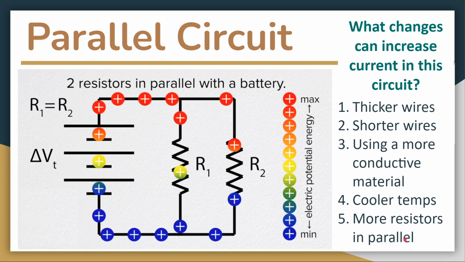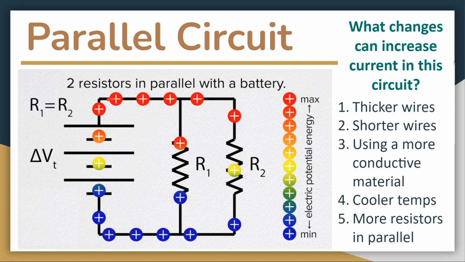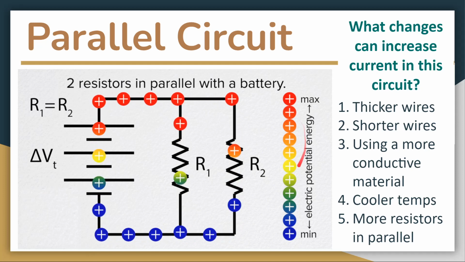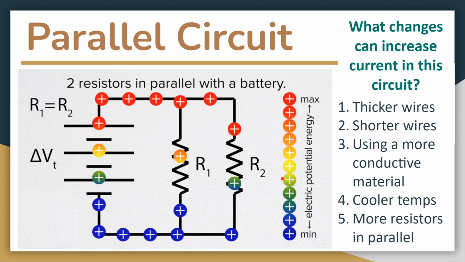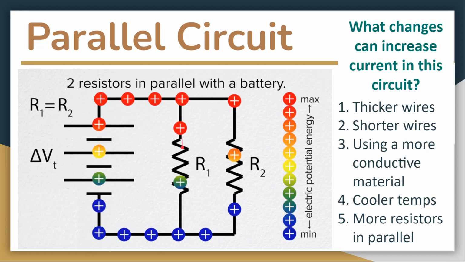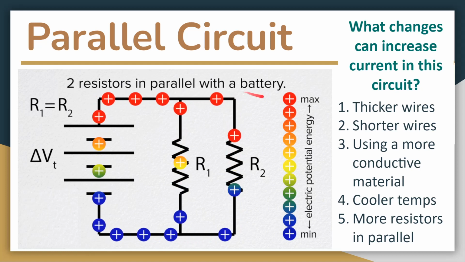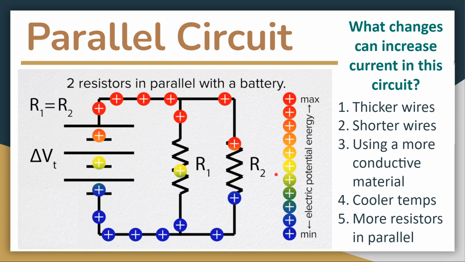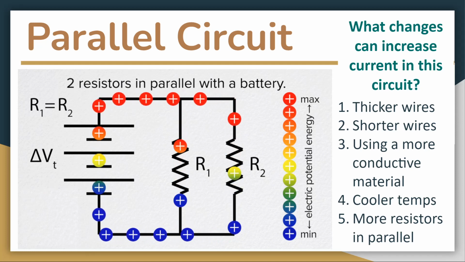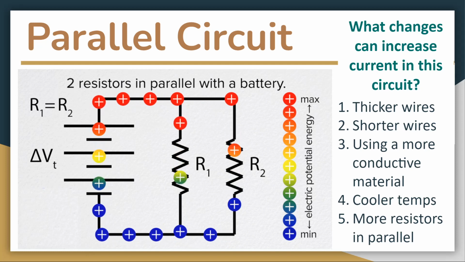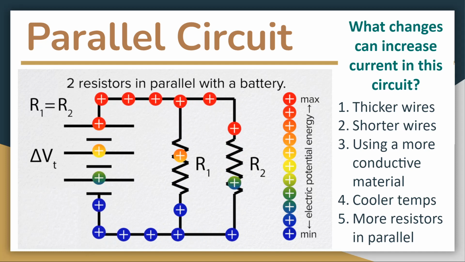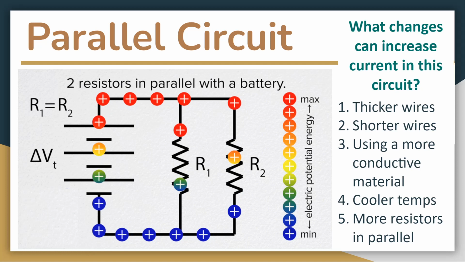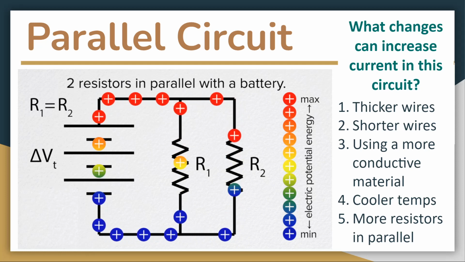I can kind of quickly mention it right now, but if I were to add another one out here, for example, these charges right now have two different pathways to go on. If I added a third, they'd now have three pathways to go on. Think of it like traffic on a road. If there's only one road in and one road out, like in a series circuit, there's a lot of traffic. Okay? If there, on the other hand, are three different roads to get there, there's a lot less traffic.